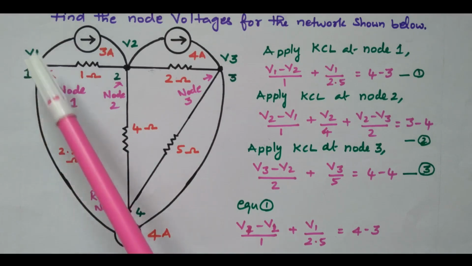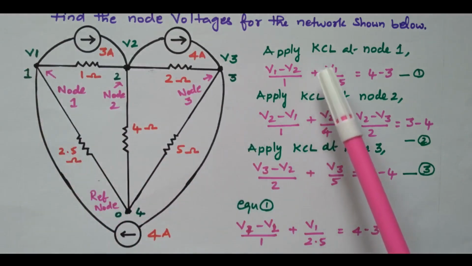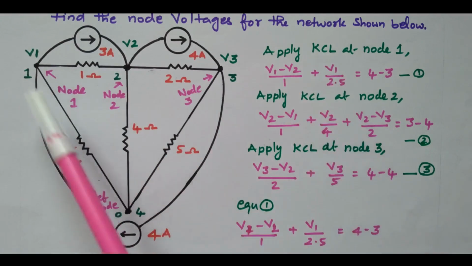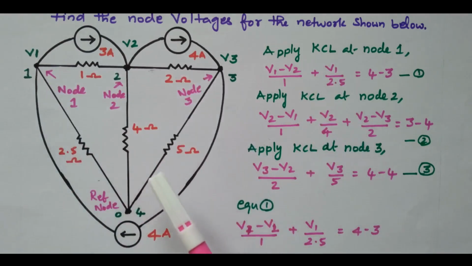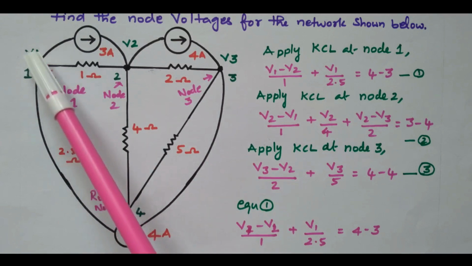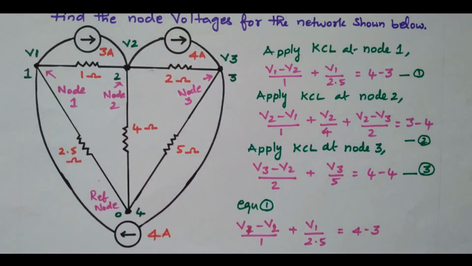In order to find V1, V2 and V3, we can apply Kirchhoff's current law to nodes 1, 2 and 3. We will frame 3 equations by applying Kirchhoff's current law to each of the 3 nodes, and by solving the equations, we can find V1, V2 and V3.